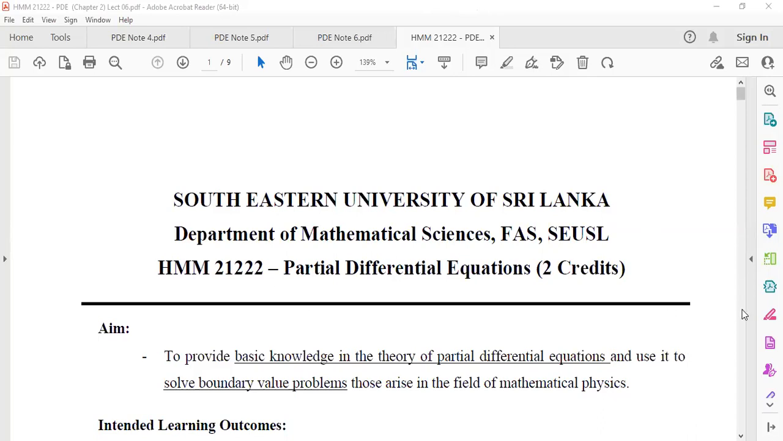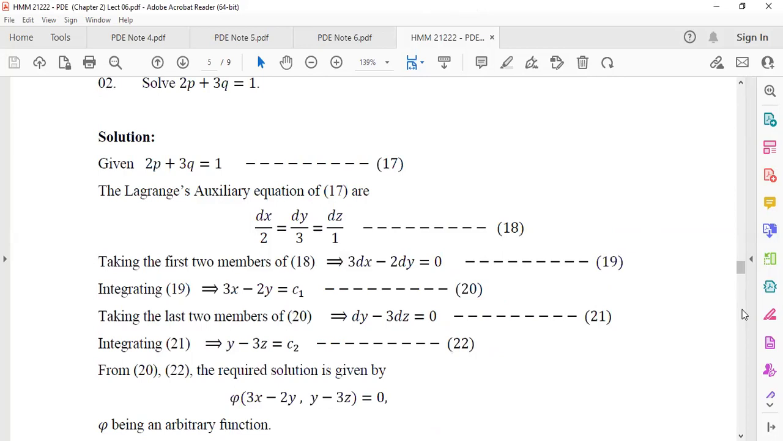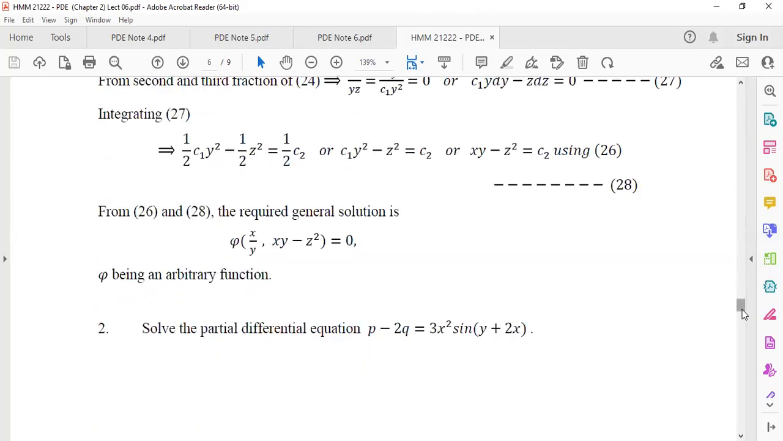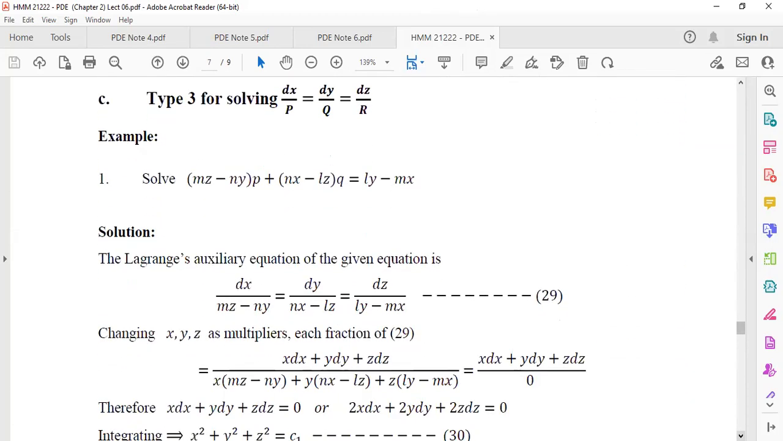I think in our last lecture we finished our type number 1 and 2. So we are in type 3, in the middle of the lecture. We stopped that lecture, so I will continue from there.